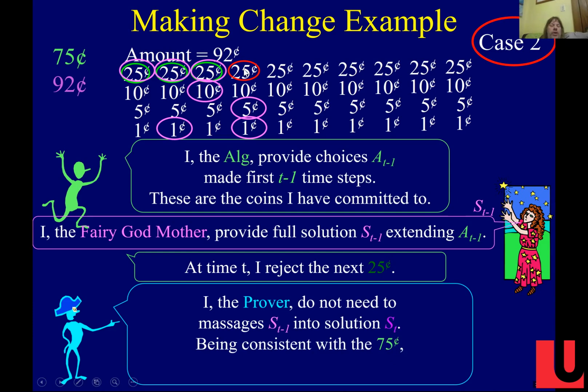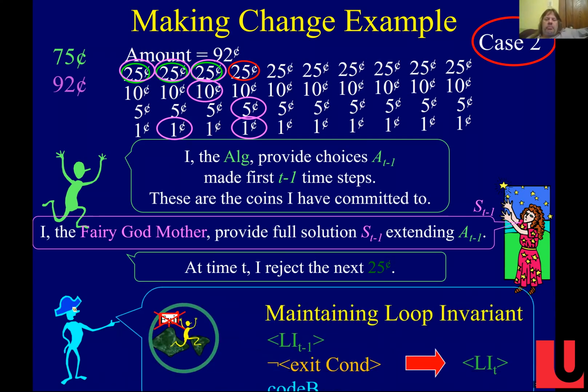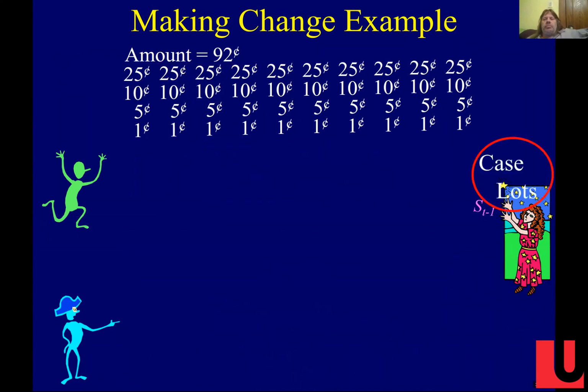Well, we'll say it's not possible because we do know that what the fairy godmother has is consistent with these 3 quarters. So she has the 75 cents. And if she took this extra quarter, then she would have too much. And so she must reject this extra quarter as well. So we know that when the algorithm rejects this quarter, what the fairy godmother has is consistent with that. So this is a case that's pretty easy, but still needs to be mentioned on any test. And that maintains the loop invariant.